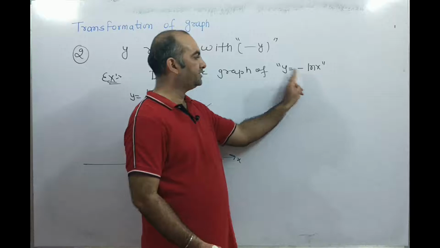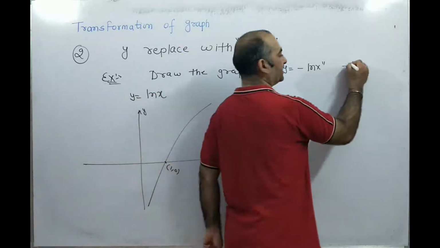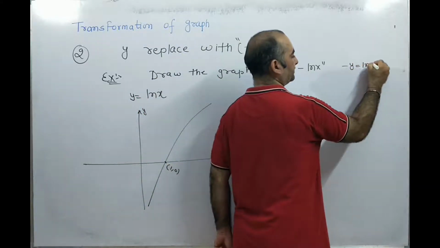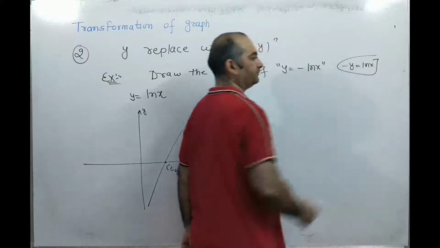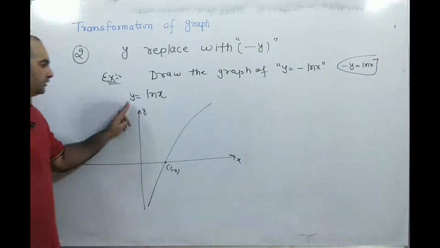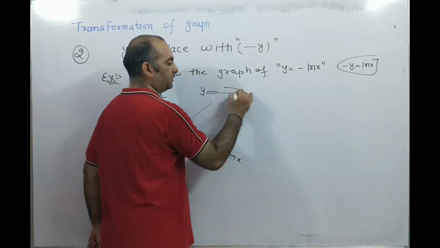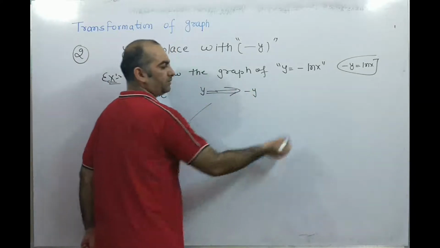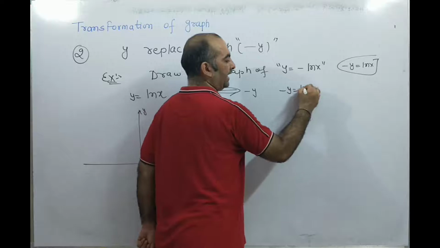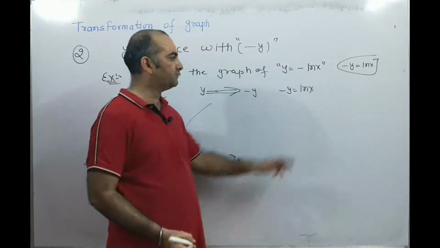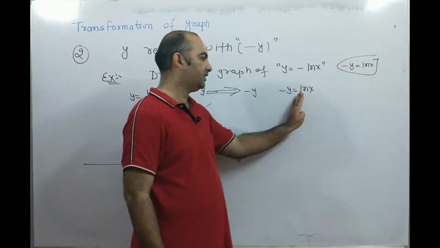Here you can take the minus to this side, so we can write minus y equal to ln x. So here, y equal to ln x graph you know. Instead of y, we are replacing with minus y. So what will come? Minus y equal to ln x. So we want this function's graph only: minus y equal to ln x.